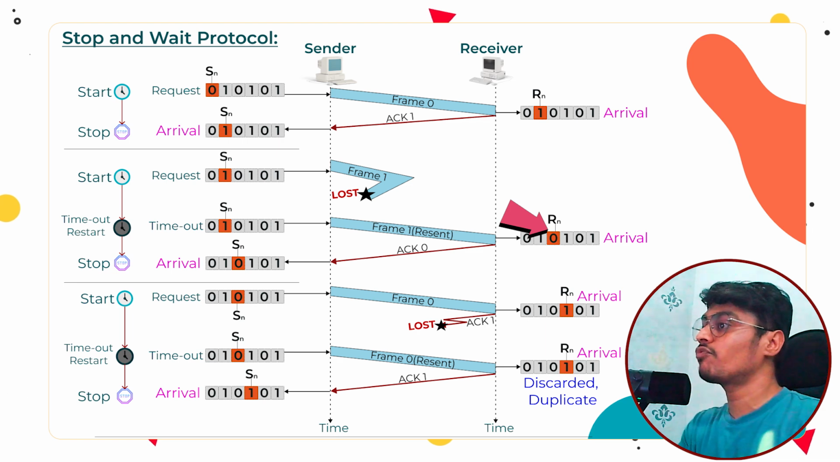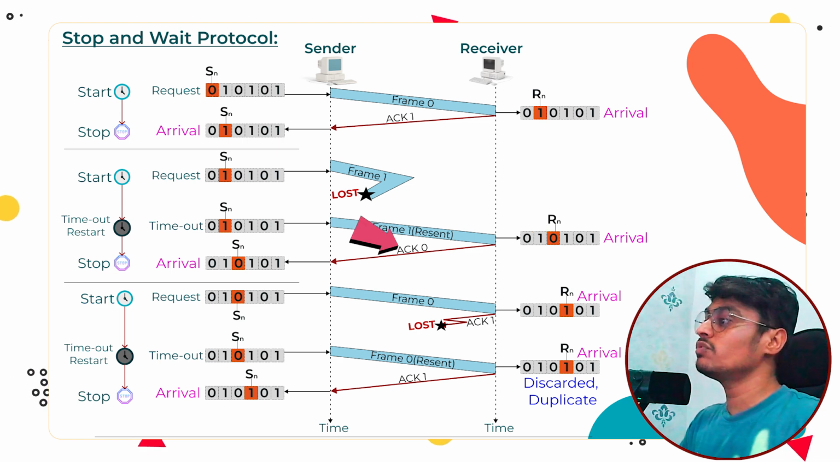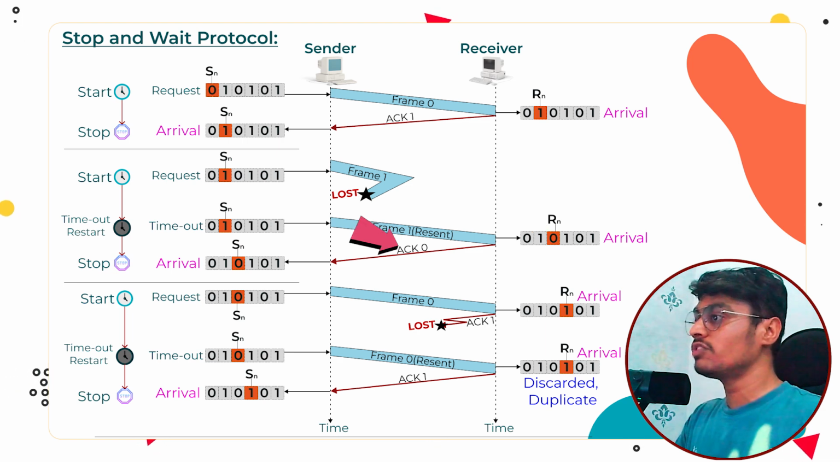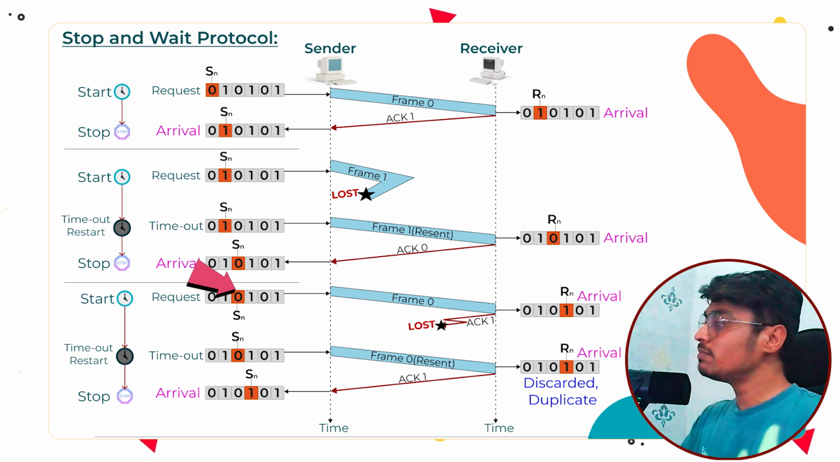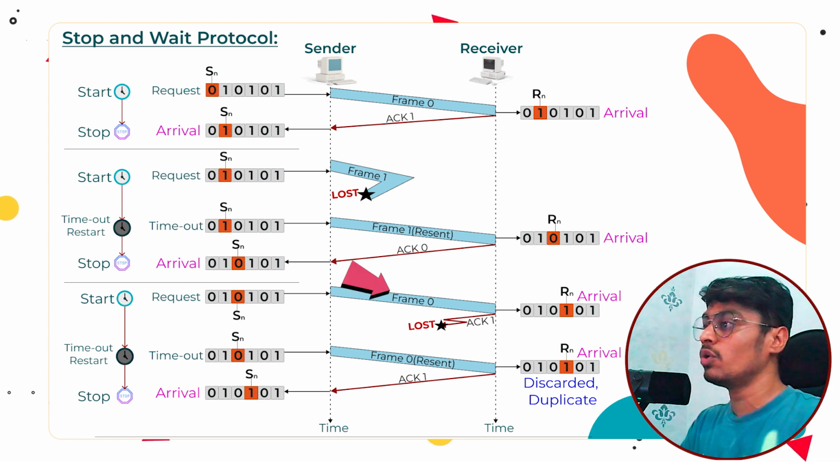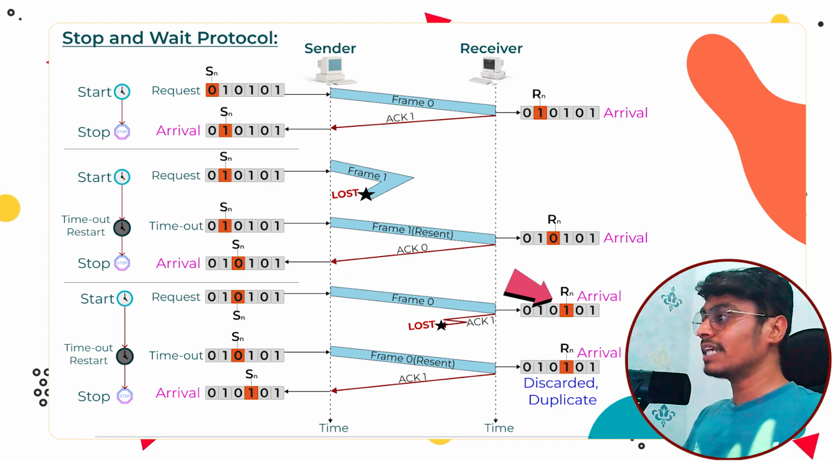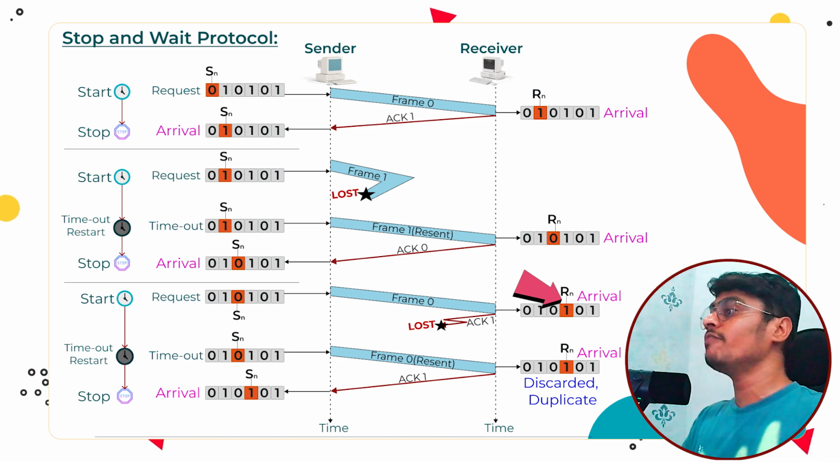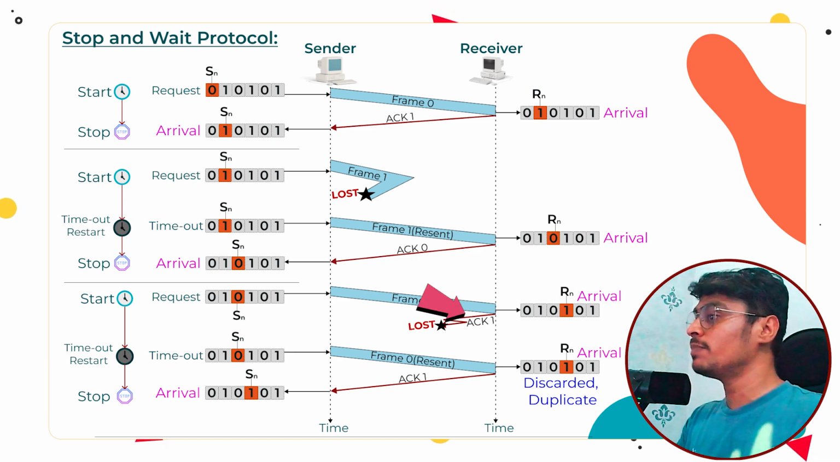Now the receiver asks for frame 0. The sender receives this request, knows that the receiver wants frame 0, so it sends frame 0. Now the sender sends frame 0, the receiver accepts it, and after accepting it, it moves to expected frame 1 because it will send the acknowledgement for frame 1.